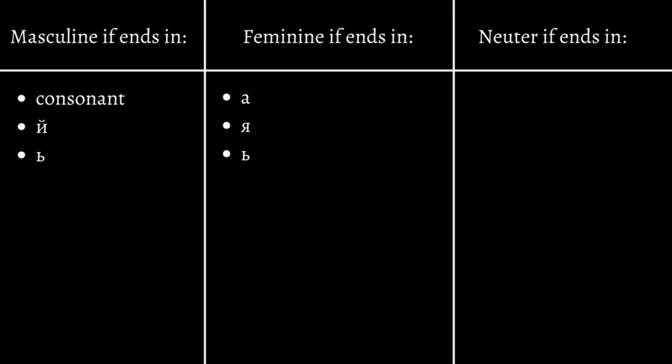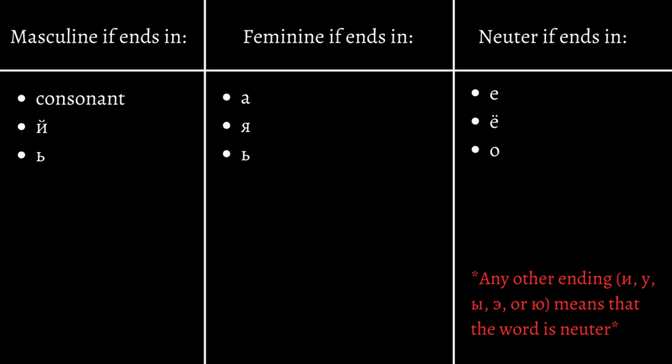If a noun ends with the vowels а, я, or ь, it's feminine. If a noun ends with the vowels е, ё, or о, it's neuter. If a noun ends with remaining letters that I did not mention, it's also neuter, but to a certain extent, it's a foreign noun, so it will not change in any case under any gender. I will not be showing examples with these nouns because they're not needed as much as the other ones.